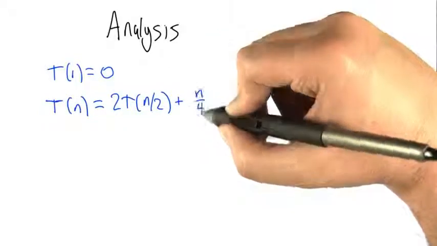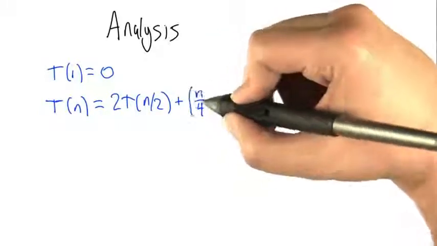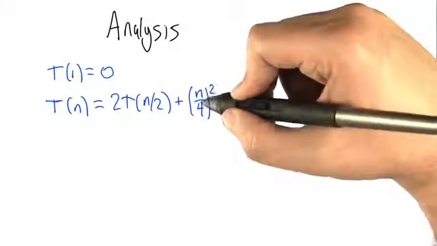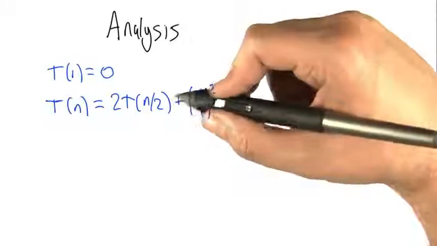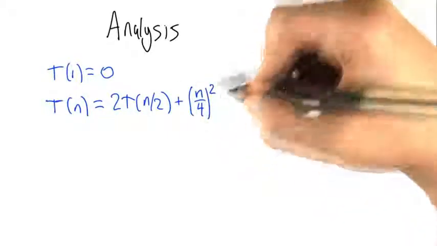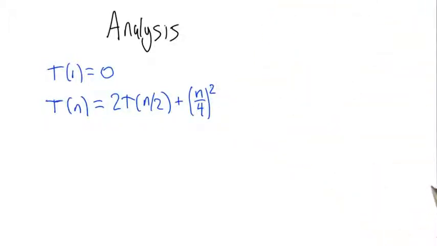Well, we're going to take n over 4 of the set of nodes and fully connect them with another set of n over 4 nodes. N over 4 from one side, n over 4 from the other. We're looking at all combinations of those. So this becomes our recurrence relation.